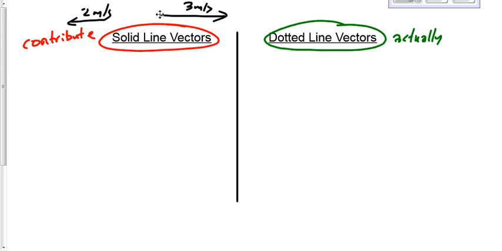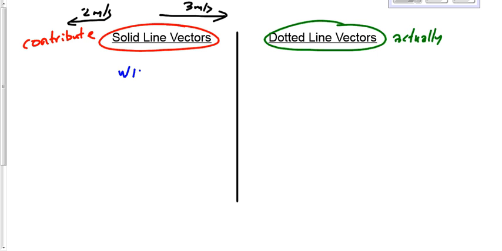So, for instance, if I gave you the velocity of the wind of 50 kilometers per hour, I'm driving a car in the wind, or I've got a boat, or an airplane flying in the wind, and I said that wind velocity was 50 kilometers per hour to the east, would that be a solid line vector or a dotted line vector? Solid, yes, because that's not where I go, right? I don't go in the direction of the wind. That contributes to where I go. Does that make sense? So we're going to make that a solid line vector.